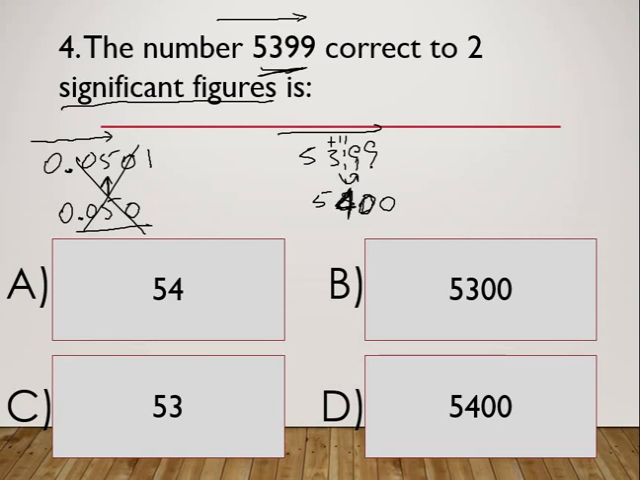So when you're rounding off numbers, always remember the place value is important. A significant figure is the first non-zero digit. All right. So this will be your answer, 5,400.